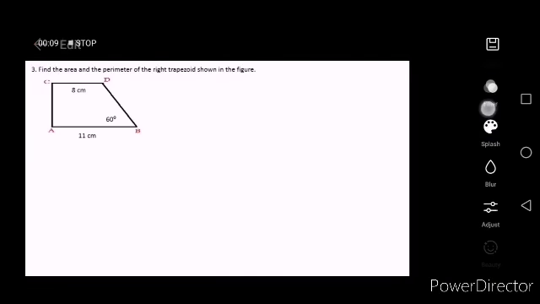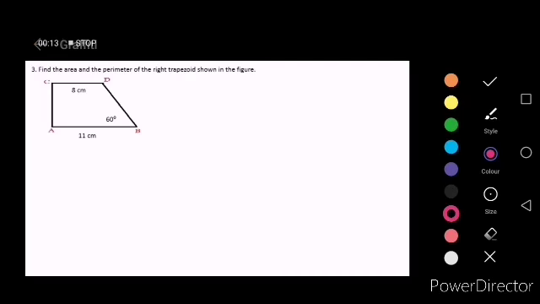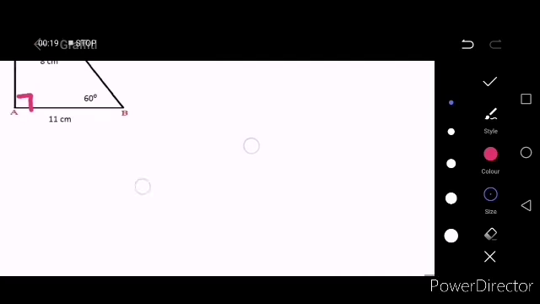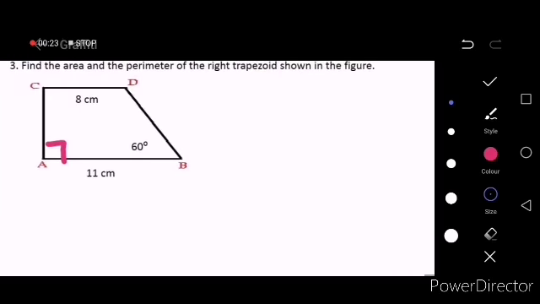What makes it a right trapezoid? Because of this. Yan, yan ang right angle, ibig sabihin dyan sa right trapezoid. Meron siyang trapezoid na merong right angle. Yan ang ibig sabihin ng right trapezoid.